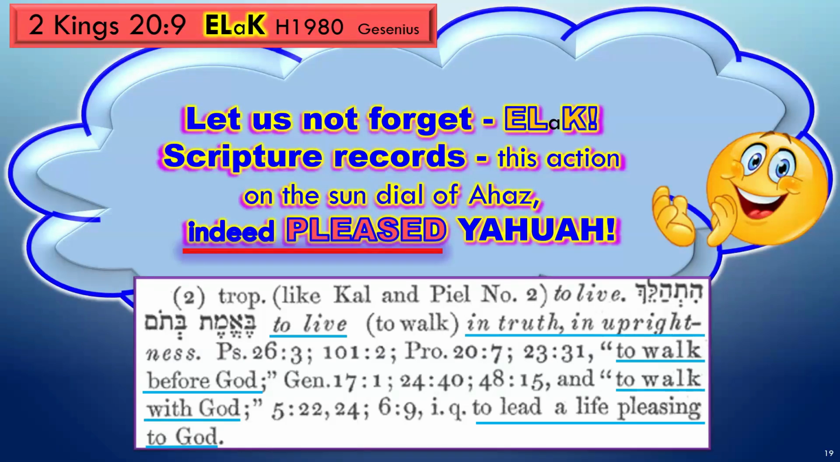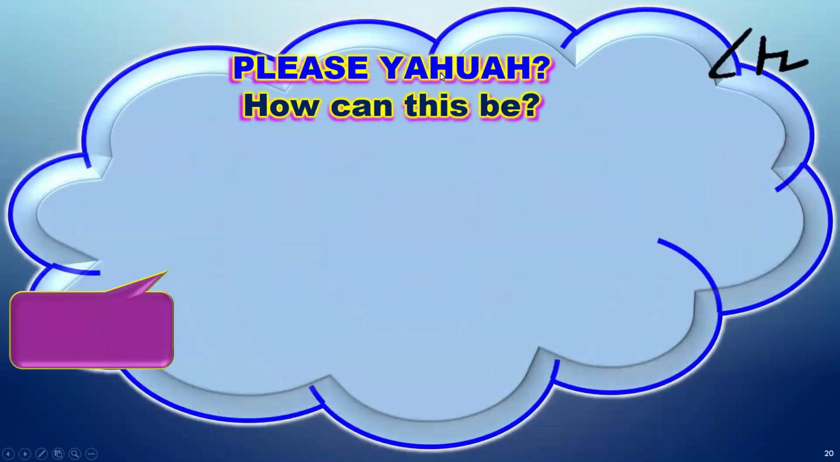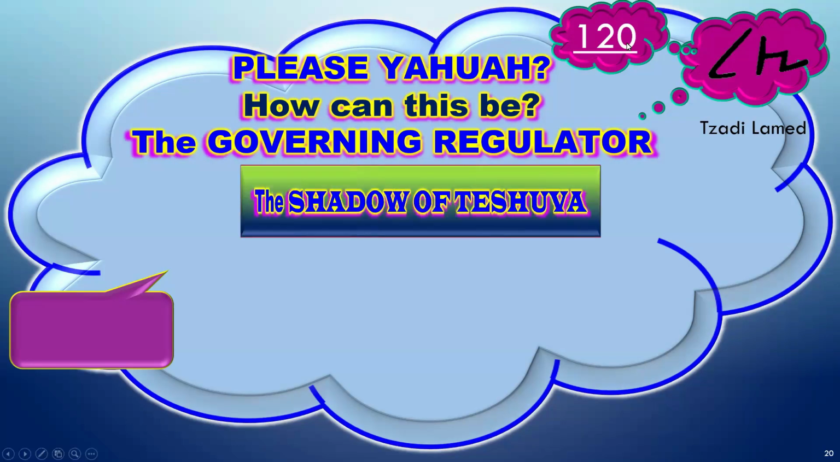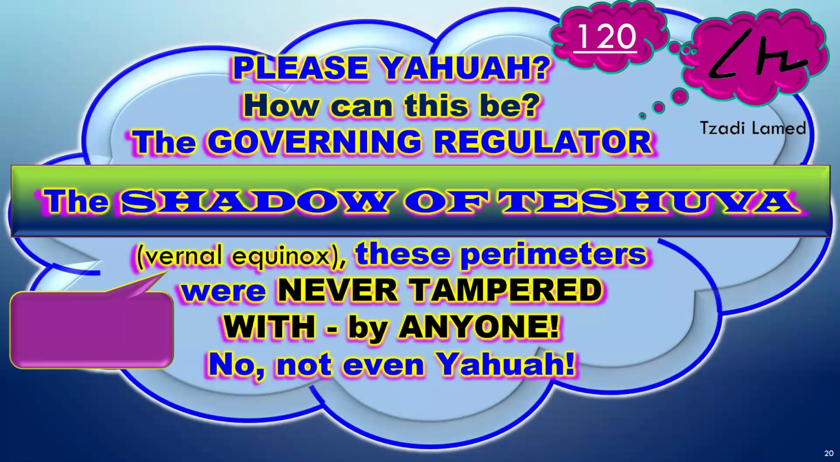That's the word that is incorporated with this change in the sundial, which caused a 360 to 365 day year. This word Elach is involved with that. It pleases Yahuwah. So how can it please Yahuwah? How can this be if there's a change? The governing regulator, here are the letters Tsadi Lamed, which, remember, is equal to 120 in value units. This governing regulator, which is the shadow of Teshuva, which happens on the vernal equinox, these parameters were never tampered with, not by anyone, no, not even Yahuwah.